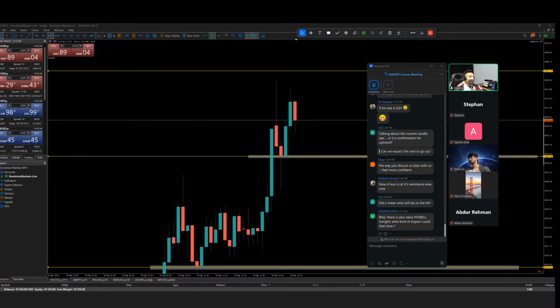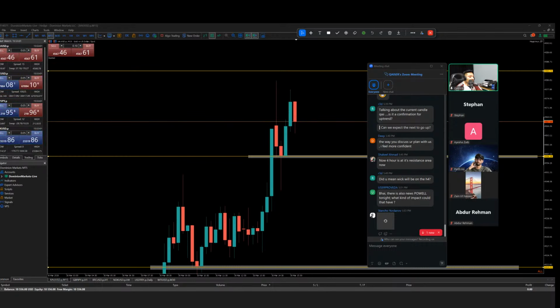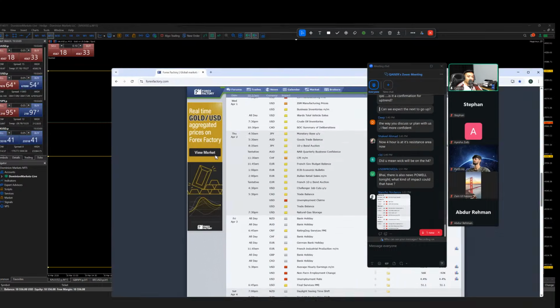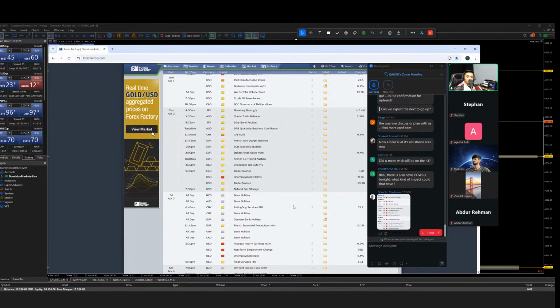Tomorrow is a normal day. Not much news we're going to get. Wednesday we are having ADP, and on Thursday unemployment. On this Friday we're going to be hit with the NFP, and we are having bank holidays for the whole day. Wow, on all the pairs.